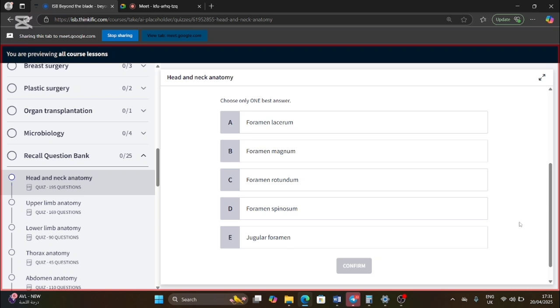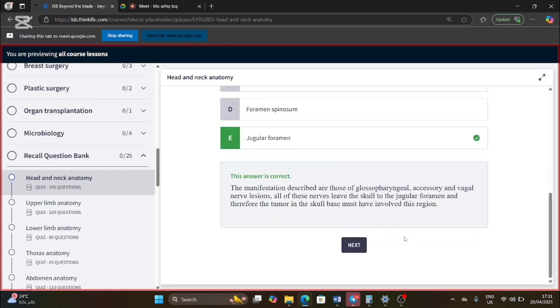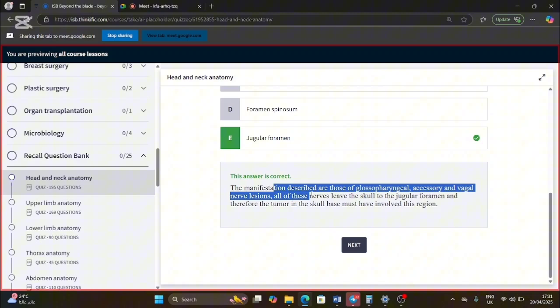Foramen. The cranial nerves vagus and glossopharyngeal all go through the jugular foramen. Yes, jugular foramen. Vagus and glossopharyngeal, yes. So jugular foramen, right? The manifestations described are those of the glossopharyngeal, accessory, and vagal nerves.